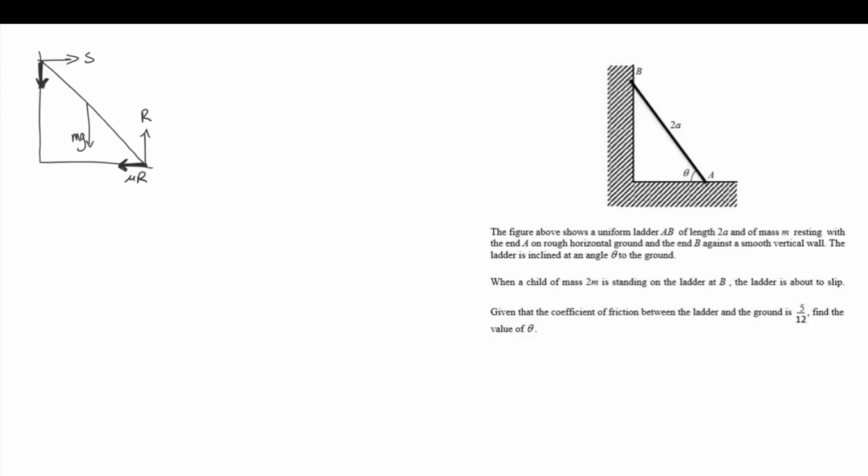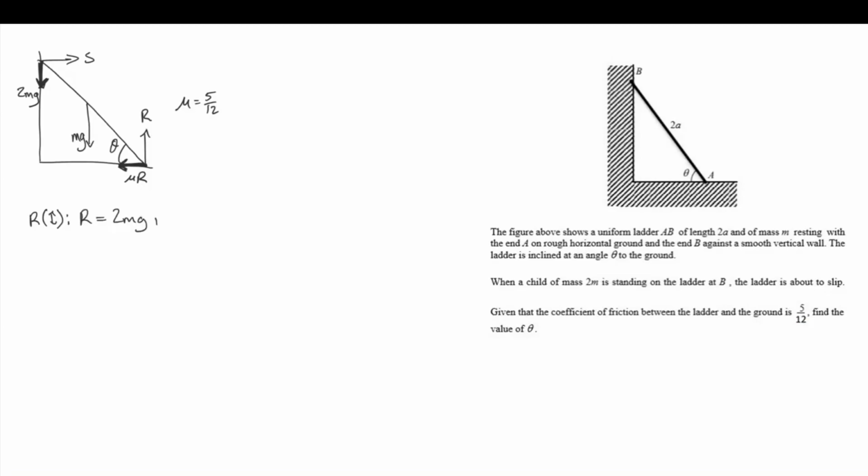We're told that a child of mass 2m is standing right at the top of the ladder at point B, so I'm going to model 2mg, and the angle of incline is theta. I do actually know the value of mu. It's 5/12. Now that my diagram's ready, I can resolve and take moments and try and solve for the unknown angle.